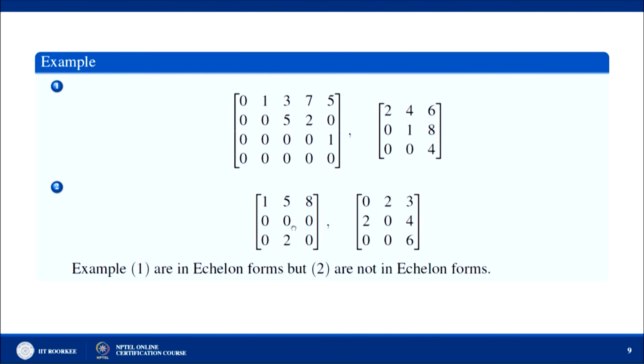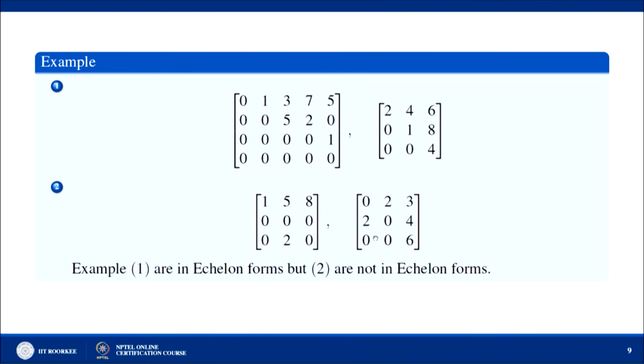However, if you see here, this is not an echelon form, because this row contains all 0 elements, but it is not at the bottom of the matrix. So, this is not an echelon form. Here in this example, this is the first non-zero element of the first row, and this is the first non-zero element of the second row, but this non-zero element is on the left of the first non-zero element of the preceding row.